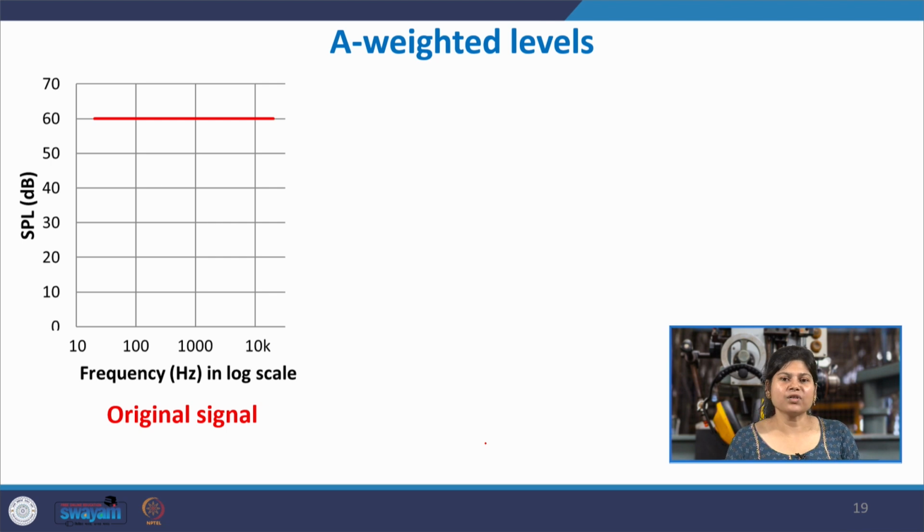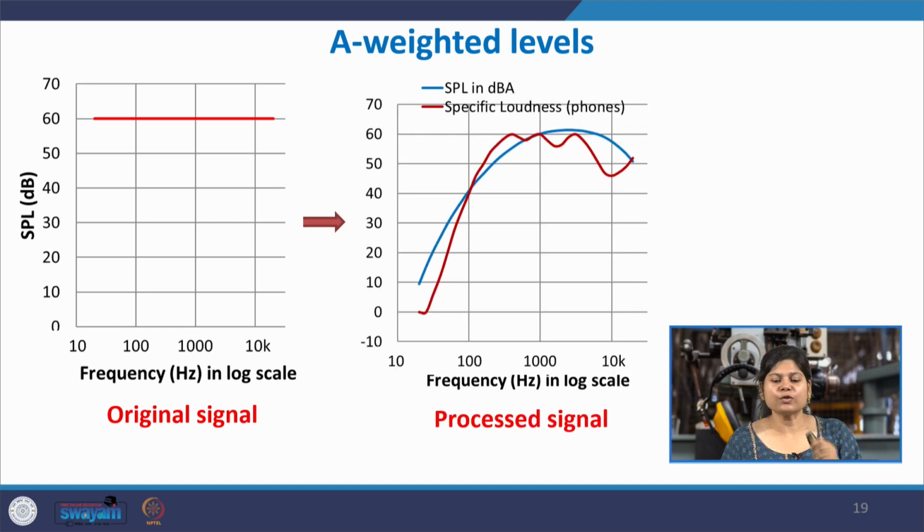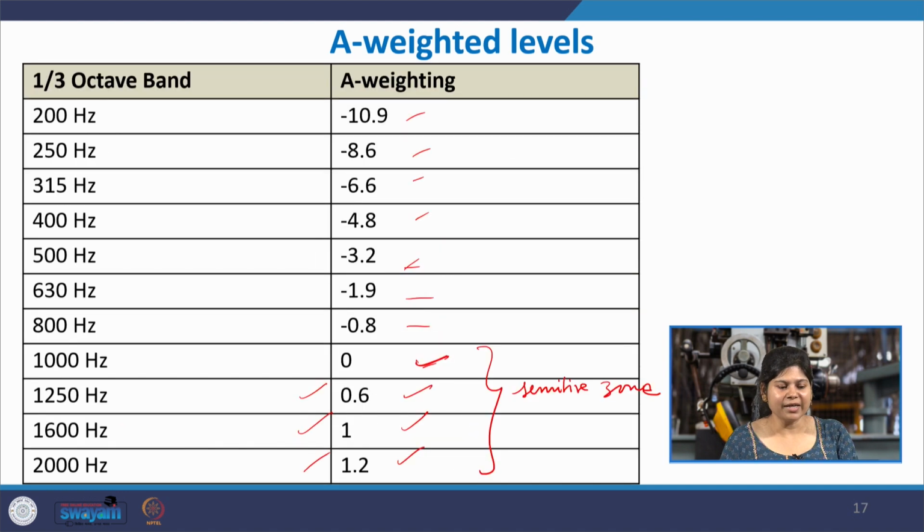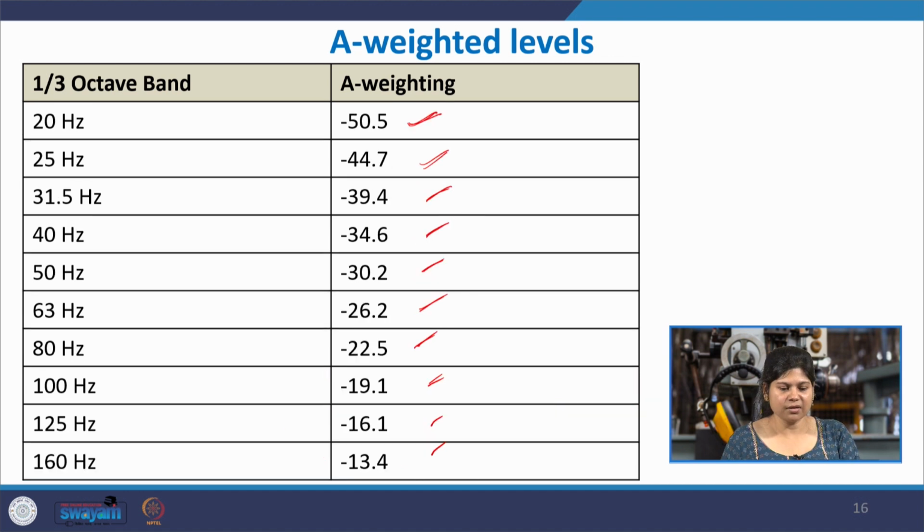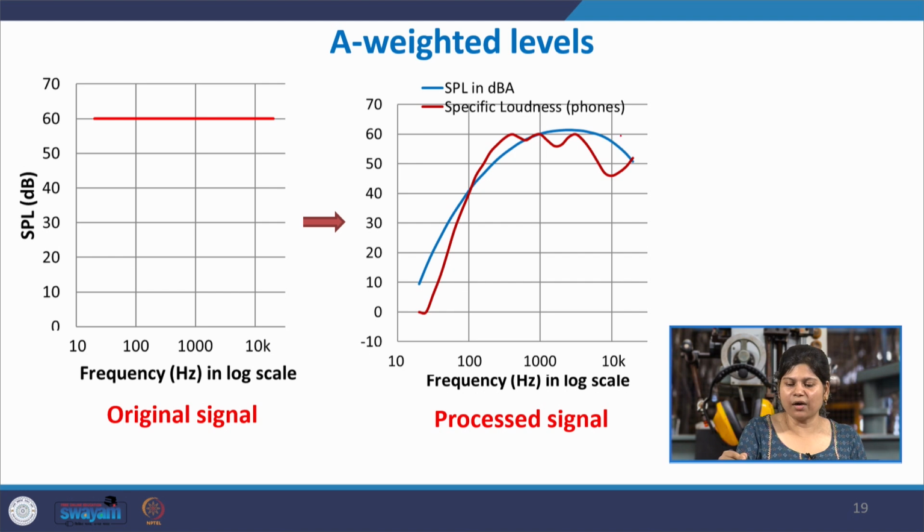Suppose I have the same signal, 60 decibel in all the frequencies, and I have already obtained the graph of the specific loudness in phones. Now, let us also obtain the graph of this in dBA. What I did was add these factors to the levels in the various bands. So, this is how I have added these factors to 60 dB. At 20 hertz it would be 60 minus 50.5, at 25 hertz the level would become 60 minus 44.7, at 31.5 the level would be 60 minus 39.4, and so on. So, this modified level will give you a graph like this.